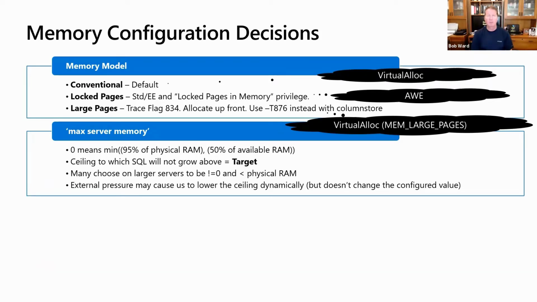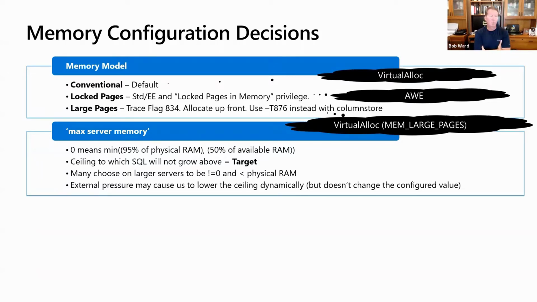And here's the most important point. Max server memory means this is the ceiling to which SQL will never grow above. We call that the target. It does not mean that we've allocated that memory yet. It just means that's our goal to grow to. We may never grow to that depending on pressure, but we'll never grow above that ceiling. Now, many choose on very large server systems for this to not be 0 and less than physical RAM, especially if you're using locked pages.